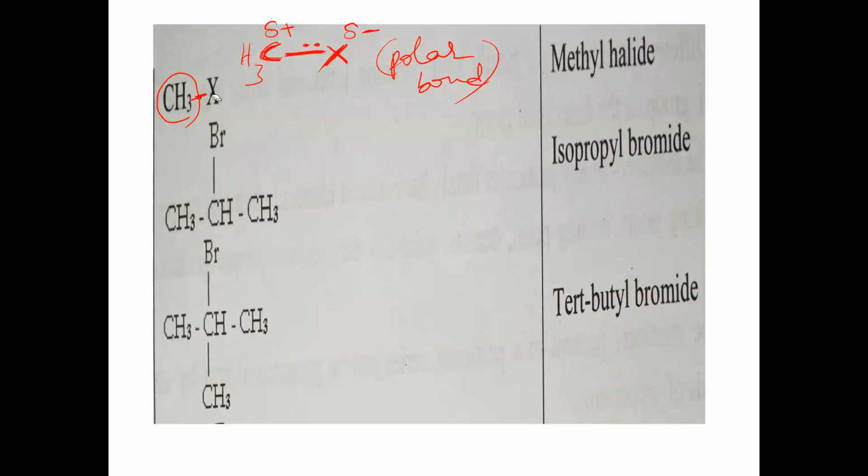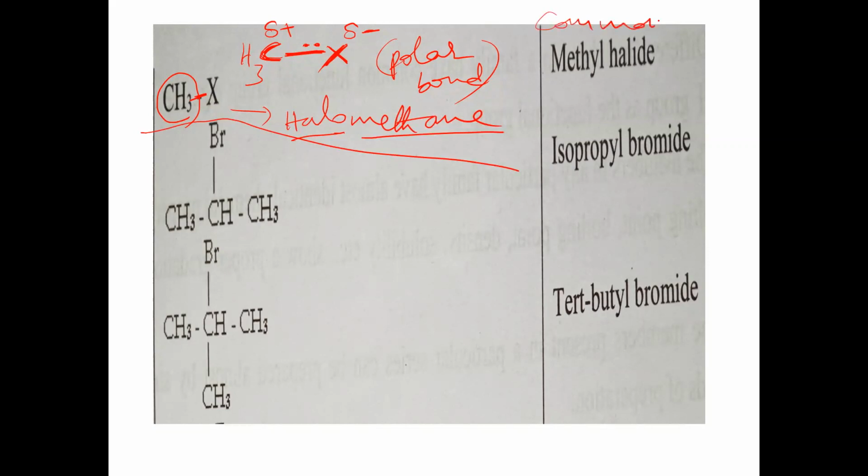So methyl halide. What is the common name here? Methyl halide. Okay, the IUPAC name of this will be halomethane. So halomethane is the IUPAC name, but the common or trivial name is methyl halide. If it is chlorine, chloromethane. If it is bromine, bromomethane, like this.